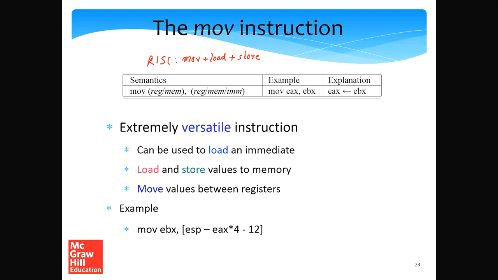The semantics is very simple. The move instruction takes two operands. The first operand is a source as well as a destination, right? So it can either be a register or a memory. The second operand is clearly a source. So it can be a register, a memory, or an immediate.